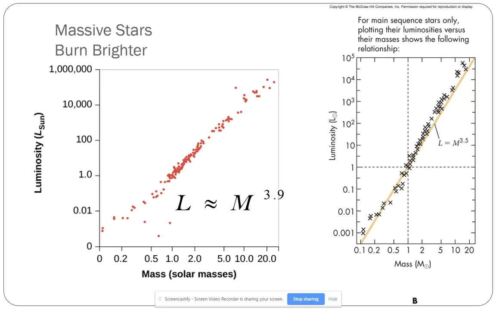The reason I warned you: this here is a picture from one textbook, and it says the fit is 3.5 for the exponent. This is the fit from our own textbook, and it says 3.9. This one draws the straight line, that one doesn't draw a straight line. I suppose it depends on what you pick. This relationship is only for main sequence stars.